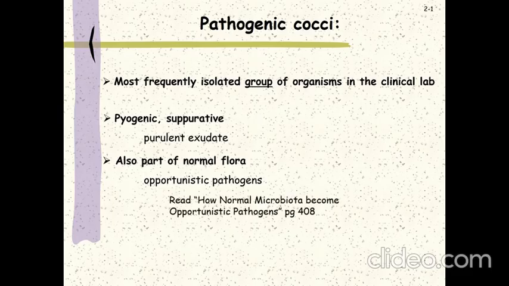Now, I have a reading assignment for you to go through on page 408, on how your normal flora will flip over to become opportunistic pathogens. It's a really good read. Make sure you do it before the next test.